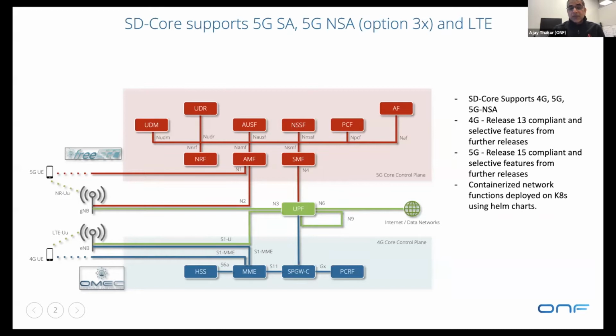All these network functions you see here on the screen are containerized. We use Helm charts to deploy them on Kubernetes, and as part of each release, we publish the Helm charts. So it's very easy to take the Helm charts and, just by running some Helm commands, instantiate all these network functions and start using them right away. There are very few issues in getting started with these network functions.